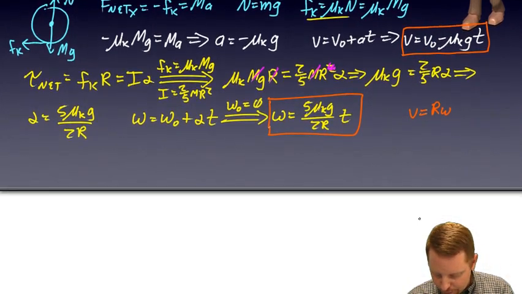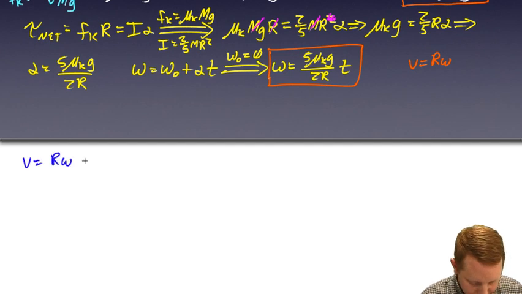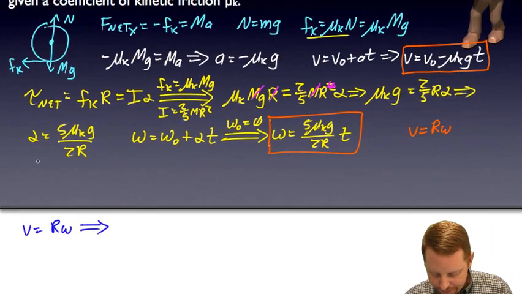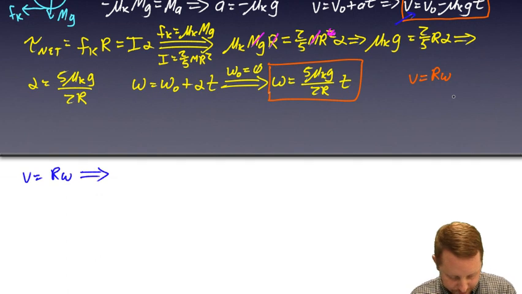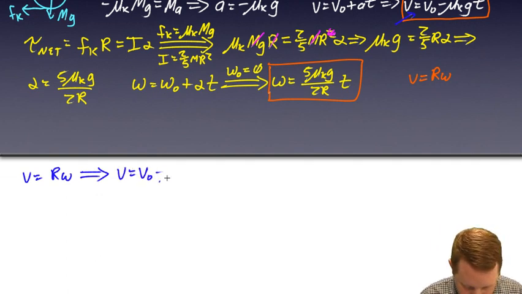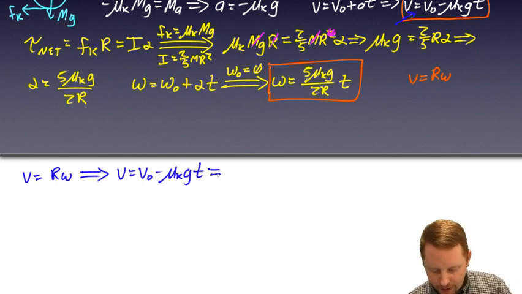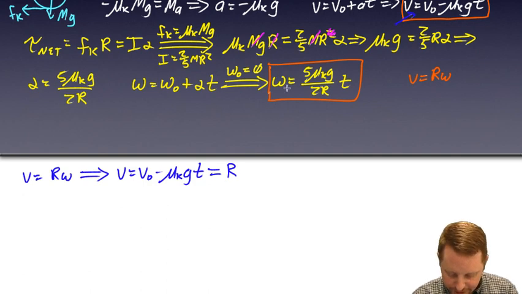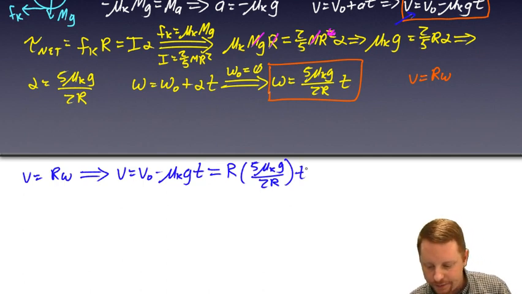I'm going to give us a little bit more room over here in order to do that. If v equals r omega, let's come down here and start with that. If v equals r omega, I'm going to replace my left-hand side v with what I had up here, v equals v naught minus mu k g t. So v equals v naught minus mu k g t, and that has to be equal to our r times our angular velocity, which we just solved, 5 mu k g over 2r times t.